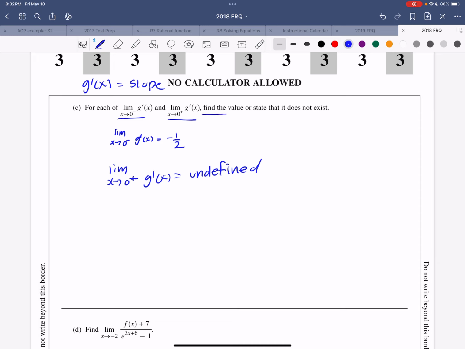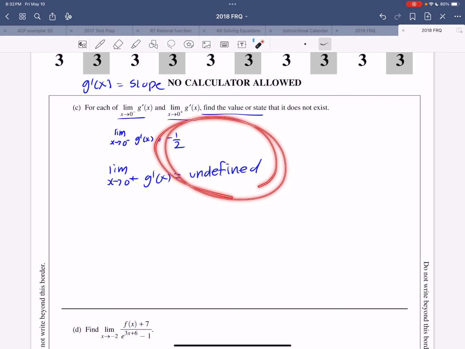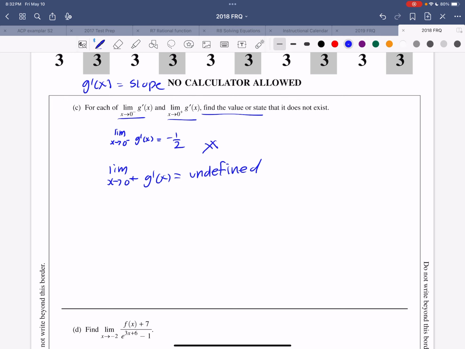So they say find the value, right? Usually, if these two are equal to each other, like for example, let's say this one was negative 1/2, in that case, the limit as x approaches 0 is going to be negative 1/2. But do you see they are not equal to each other? They are not equal to each other. Therefore, if you want to finalize your answer, you have to write that the limit as x approaches 0 from the negative side is not equal to the limit as x approaches 0 from the positive side.